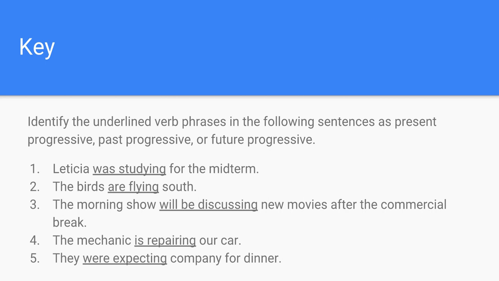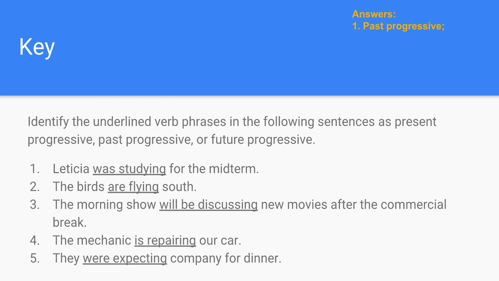What you should have come up with for number 1 is past progressive. We know it has to be progressive because it has the helping verb ing set up, which is the present participle. That makes this progressive. We know it's past because the helping verb was is the past form of be.